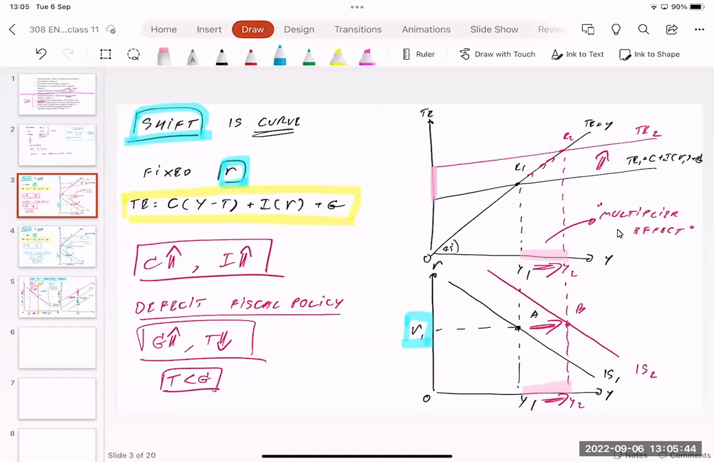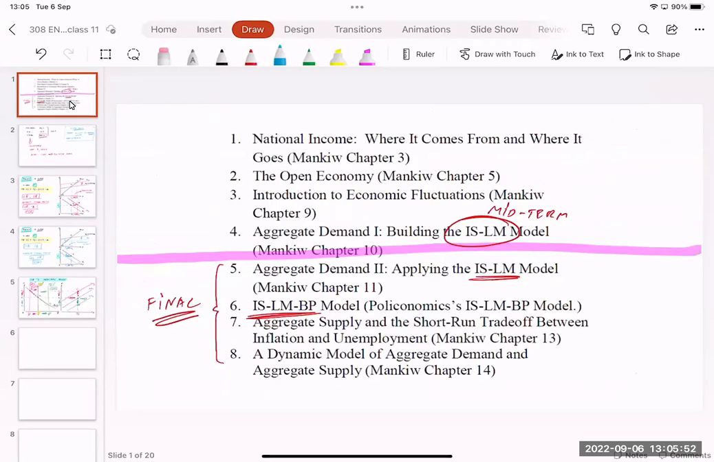What's the length of the final? What do you mean by the length of the final? The final is going to cover chapters 5, 6, 7, and 8, four chapters. Is that what your question is?